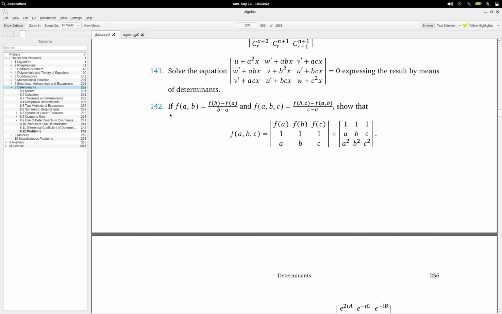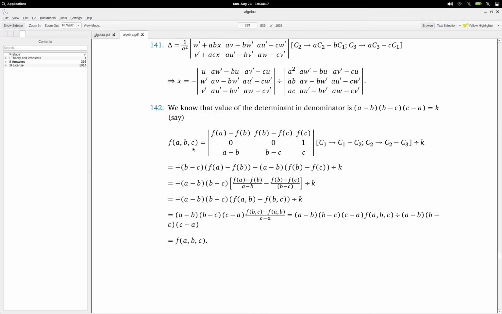Question 142 says that if f of a comma b is equal to f of b minus f of a upon b minus a, and f of a comma b comma c is equal to f of b comma c minus f of a comma b upon c minus a, then we have to show that f of a comma b comma c is equal to the determinant with rows f of a, f of b, f of c; 1, 1, 1; a, b, c divided by the determinant with rows 1, 1, 1; a, b, c; a square, b square, c square.